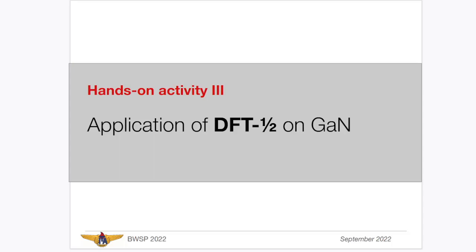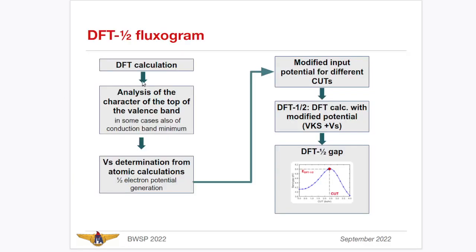Hello, I'm Guilhon. Now in this video, I'm going to show you, as a third hands-on activity, an application of DFT-1/2 on gallium nitride. So we already performed in a previous video a DFT calculation of this material and showed you that instead of 3.2 electron volts, we obtained nearly half of the experimental value.